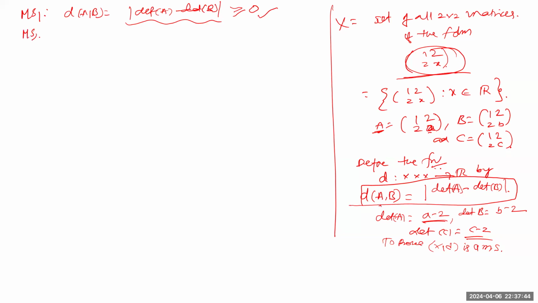So what about the second one? That is the axiom of coincidence. In the axiom of coincidence, let us say the distance of A comma B is equal to 0. What does that mean? The modulus of determinant of A minus determinant of B is equal to 0.